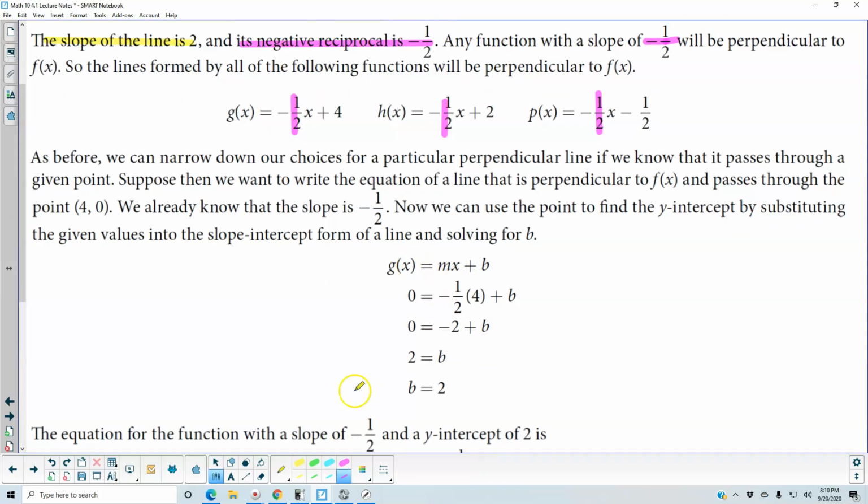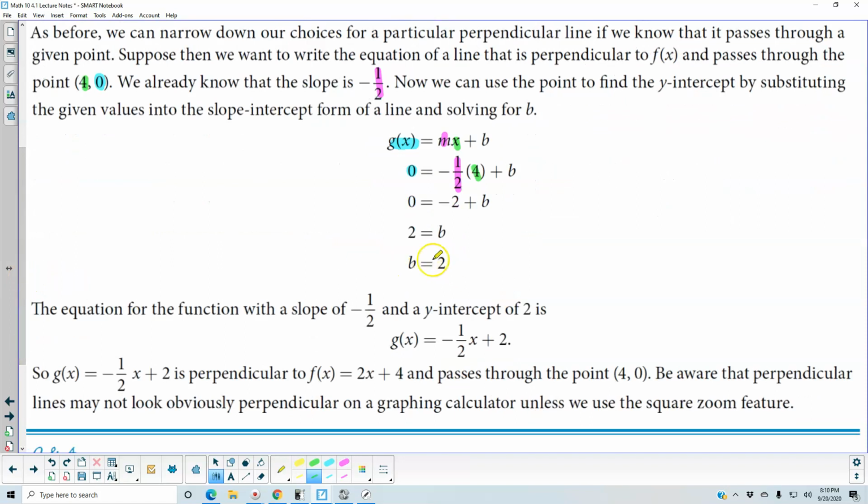So using the general slope form, we know that our perpendicular slope m is negative 1/2. Looking at our ordered pair, the output is g of x is equal to 0, and the input is x, so x is equal to 4. Then we can solve for b. Negative 1/2 times 4 is negative 2. b plus negative 2 equals 0. We add 2 to both sides, we get b is equal to 2. So now we have a y-intercept of 2.